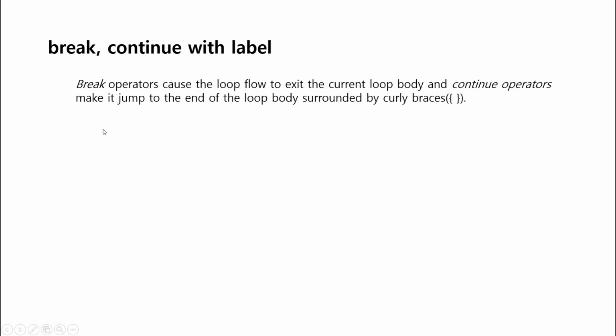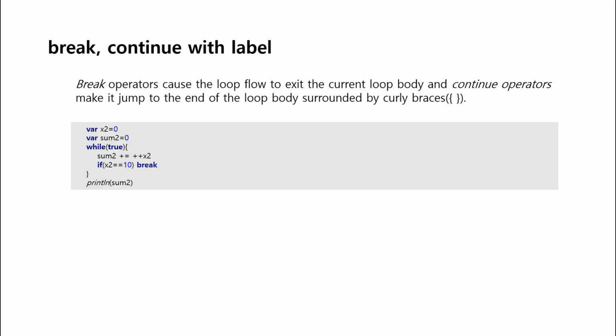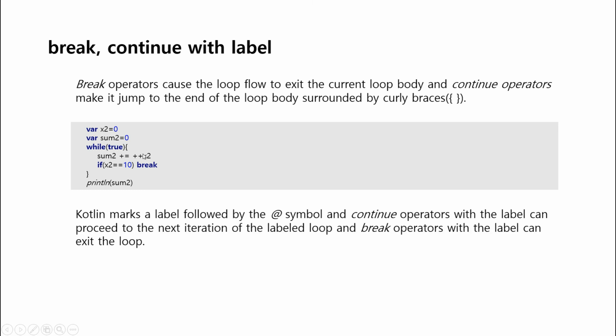Next, let's see break and continue with the label. The break operator makes the process exit out of the current loop. The continue operator, on the other hand, makes the process jump to the next loop condition. They also work exactly the same as in other languages. In this sample code, this while loop iterates infinitely, unless the x2 value equals 10. If x2 is 10, the process will exit the loop and print the sum to value.